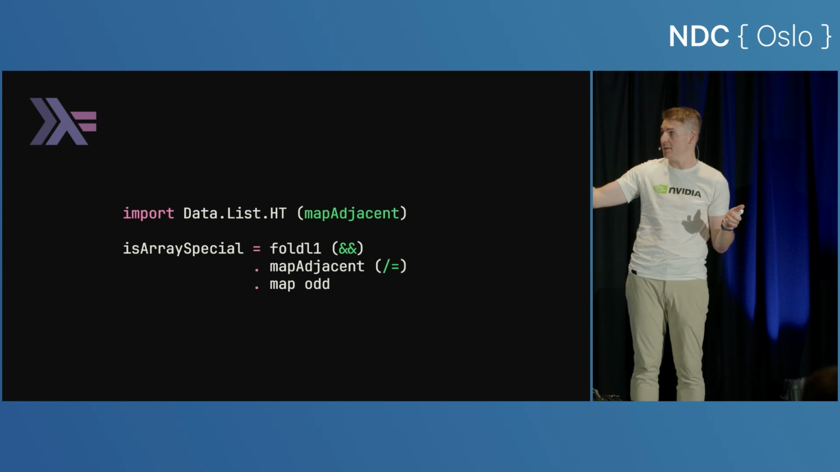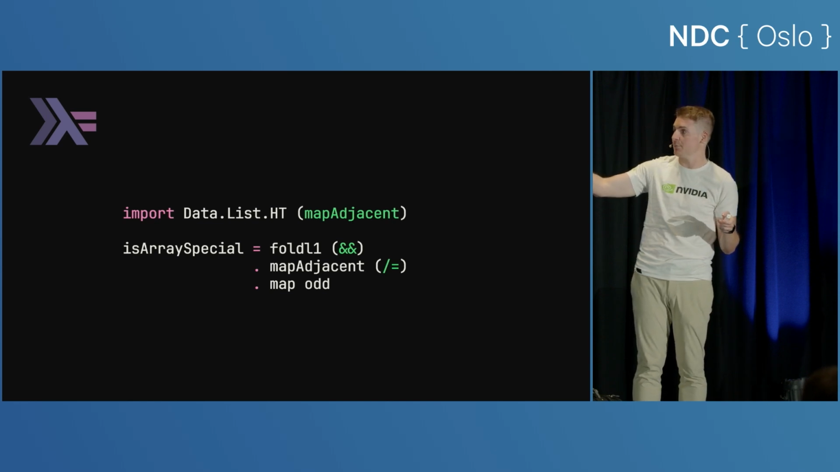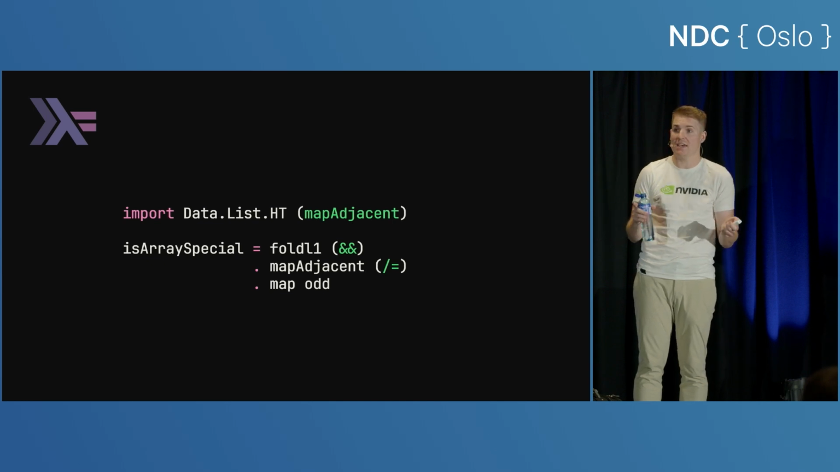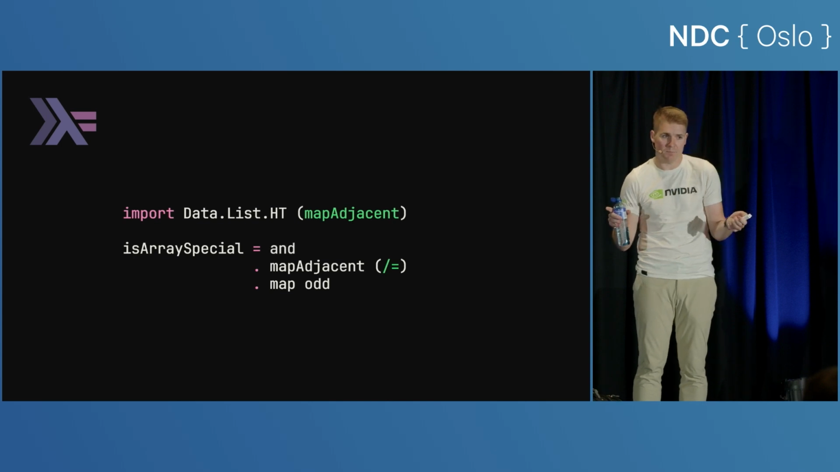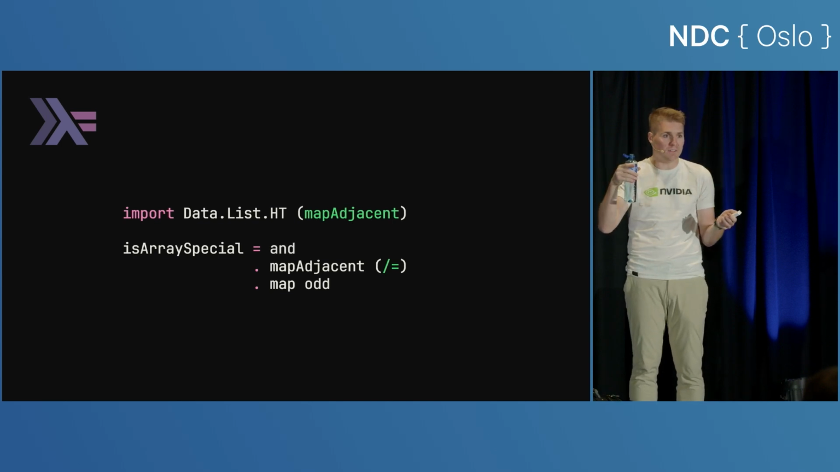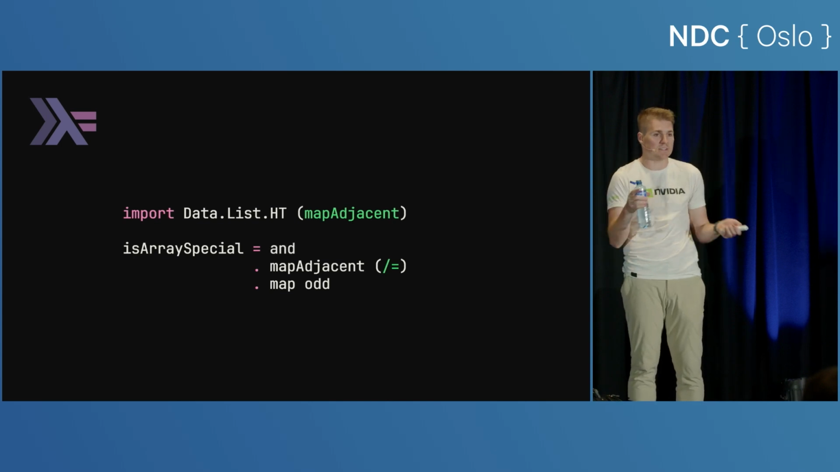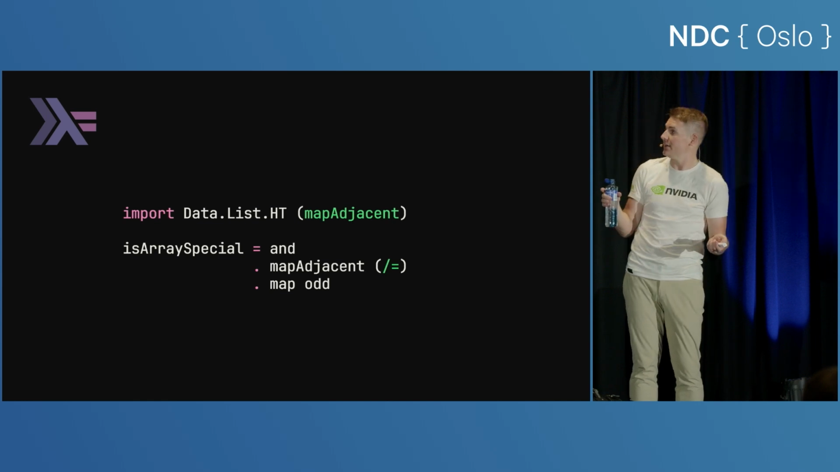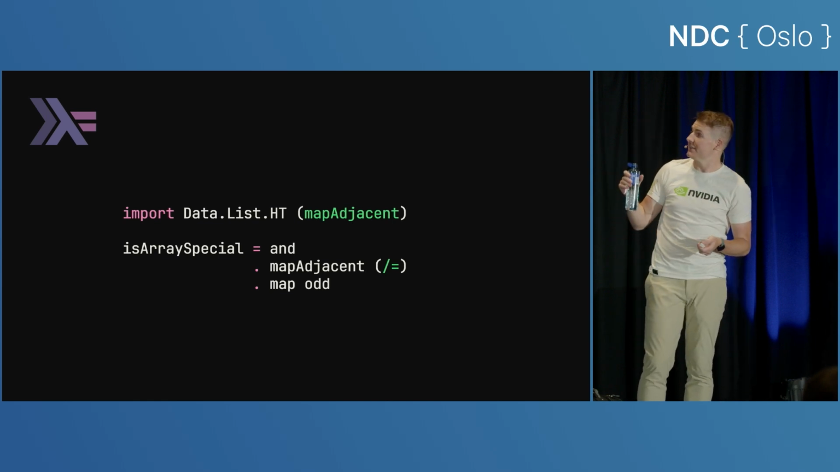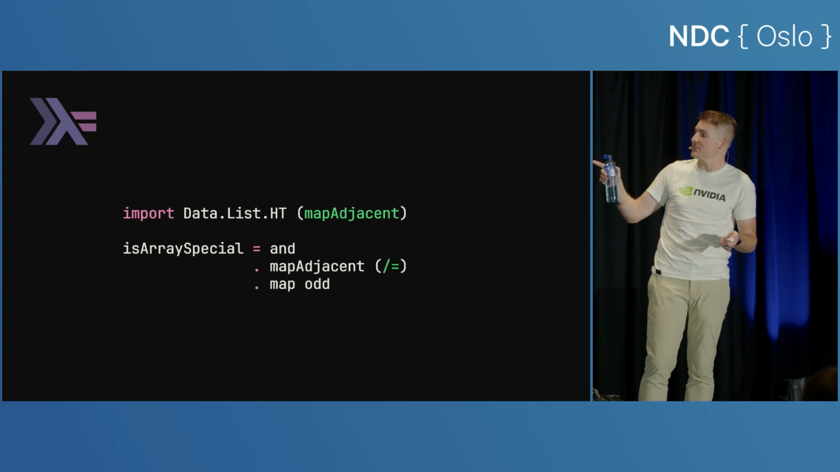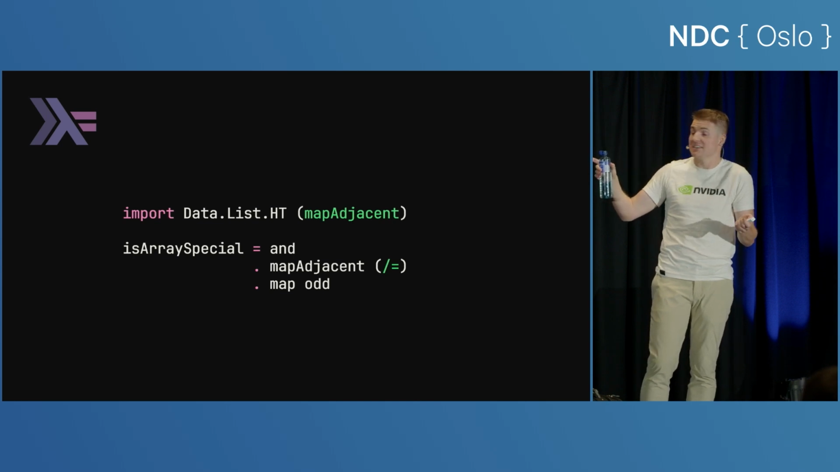We're mapping odd, mapping adjacent elements, applying not equal to, and doing fold1 ampersand ampersand. And luckily, the fold1 ampersand ampersand, we actually have a nicer way to spell this in Haskell, and that's and, which I think is unfortunate because this is the equivalent of all in Python, but for some reason they decided to call it and in Haskell. And all is a different function. So all does exist, but it does something different. And yes, so this is our final Haskell solution, except it's not.